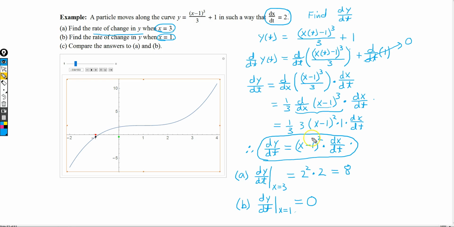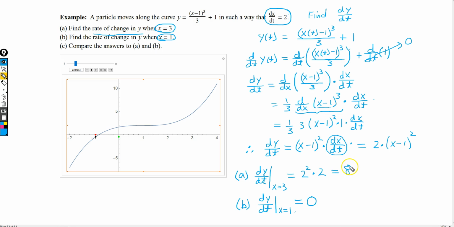Also, one other note here, I wrote dy/dt as (x minus 1) squared times dx/dt. At this point right here, we could have plugged the number 2 in for the dx/dt since we know it's always 2 up here. We could have written this as 2 times (x minus 1) squared as well. So it's perfectly fine to put the 2 in there for the dx/dt and say dy/dt is equal to this value here. We did that down here anyway.